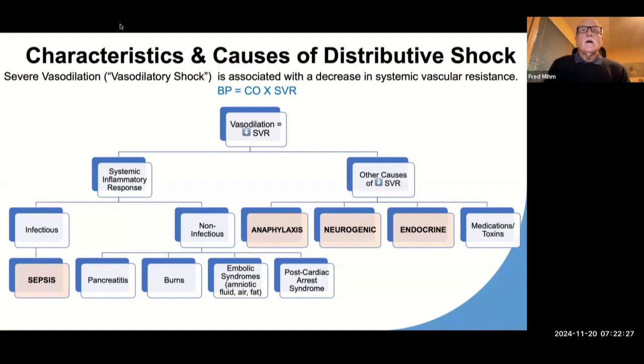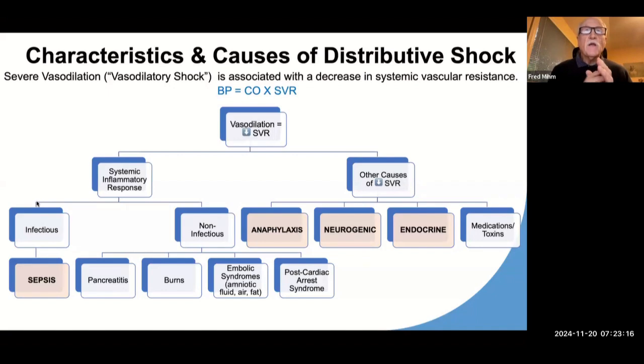Sure. This diagram here gives a really nice overview of different types of distributive or vasodilatory shock. Again, this is a pipes problem where there's inappropriate vasodilation. And if you look on the left-hand side, you'll see systemic inflammatory response versus other causes of low SVR or vasodilation on the right. I'll just spend time on the left for a moment, because the most common cause of systemic inflammatory response is infection. And when it causes this kind of a problem, it's a systemic infection. It may have started someplace, but now it's spread.